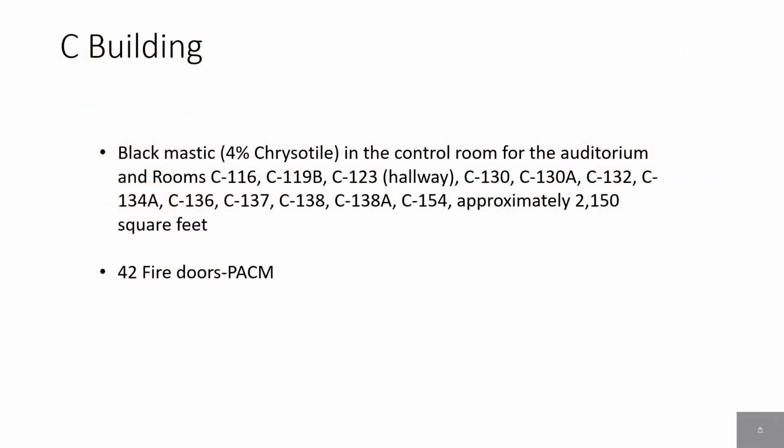Asbestos-containing black mastic was found in C building, in the control room for the auditorium and rooms C116, C119B, C123, the hallway, C130, C130A, C132, C134A, C136, C137, C138, C138A, C154, comprising approximately 2150 square feet. Also, 42 fire doors were present that are presumed to be asbestos-containing.